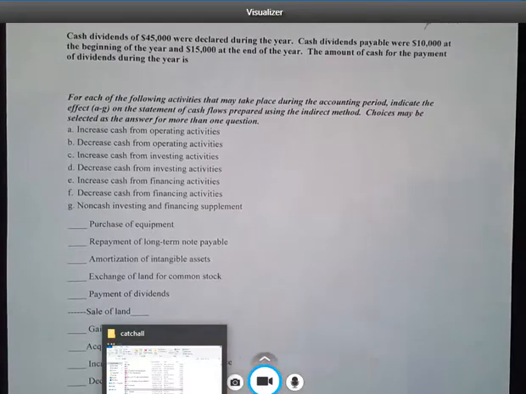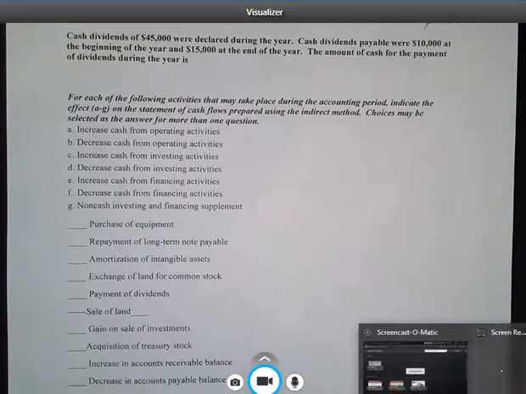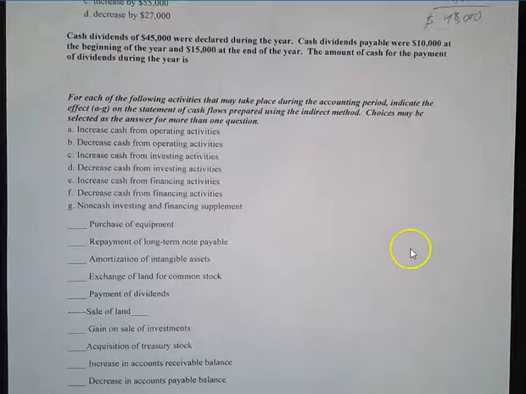All right, let's see what we have here now. It says cash dividends of $45,000 were declared during the year. So when that happens, we have a liability. Cash dividends payable were $10,000 at the beginning of the year and $15,000 at the end of the year.